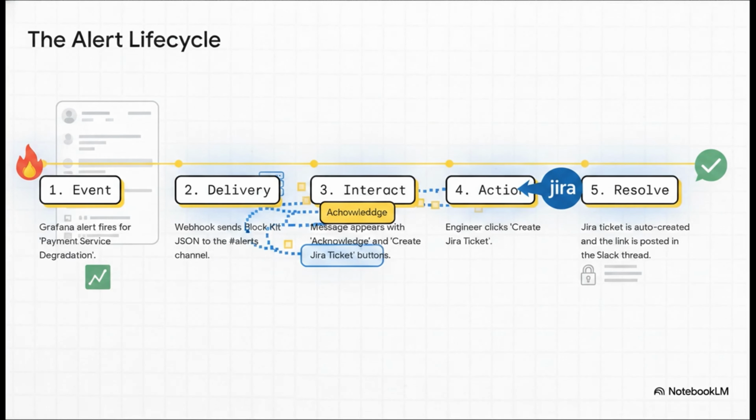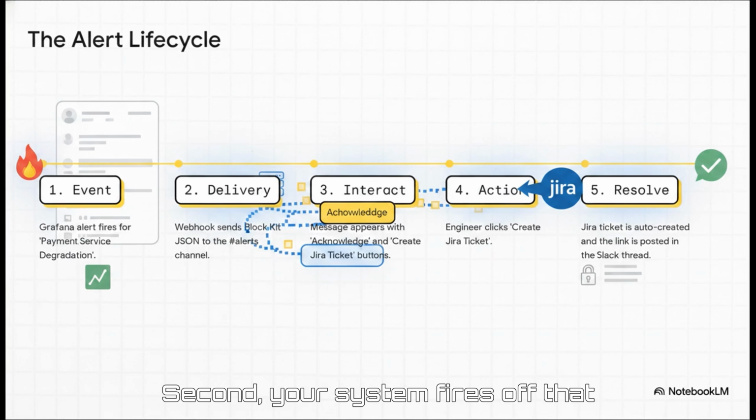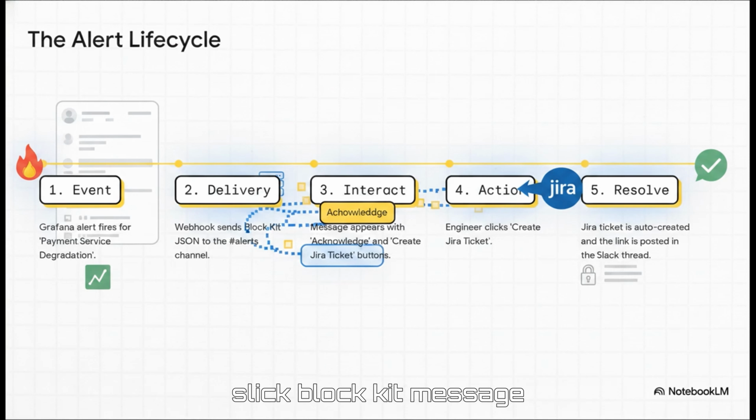First, an event. Grafana detects an issue. Second, your system fires off that slick Block Kit message to the webhook URL. Third, the message pops up in Slack with 2 crystal clear buttons. Fourth, the engineer, without ever leaving Slack, clicks Create Jira Ticket. And fifth, the backend system gets that signal, automatically creates the ticket, and then posts a confirmation link right back into the Slack thread. Beautiful.